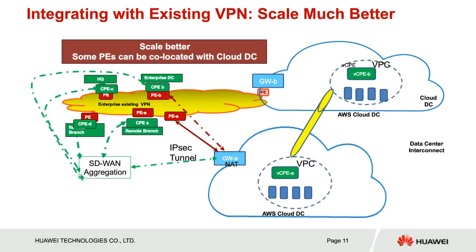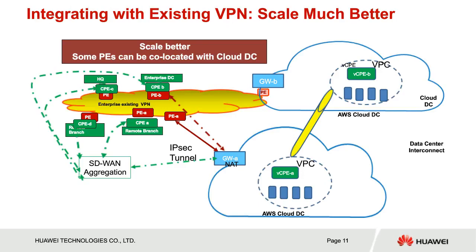Okay, so when we talk about using SD-WAN to provide new service, of course you can depend on the virtual router provided by cloud data centers. Another approach is that you can actually instantiate your virtual router in the third-party cloud data center.